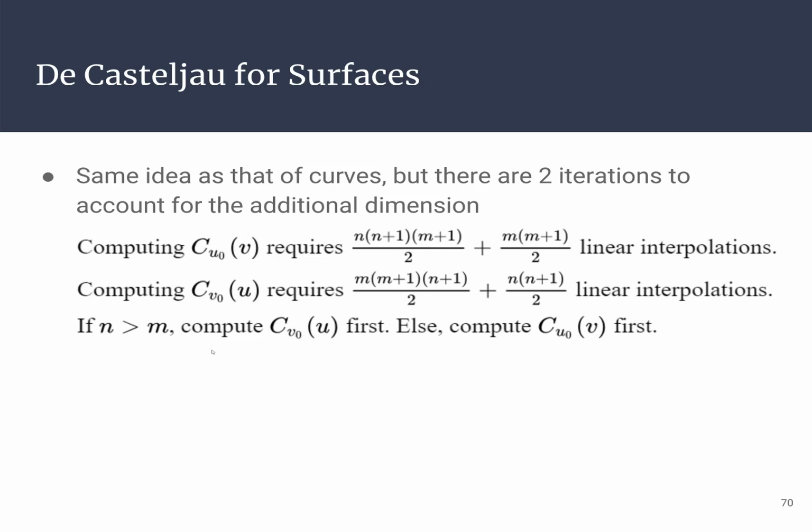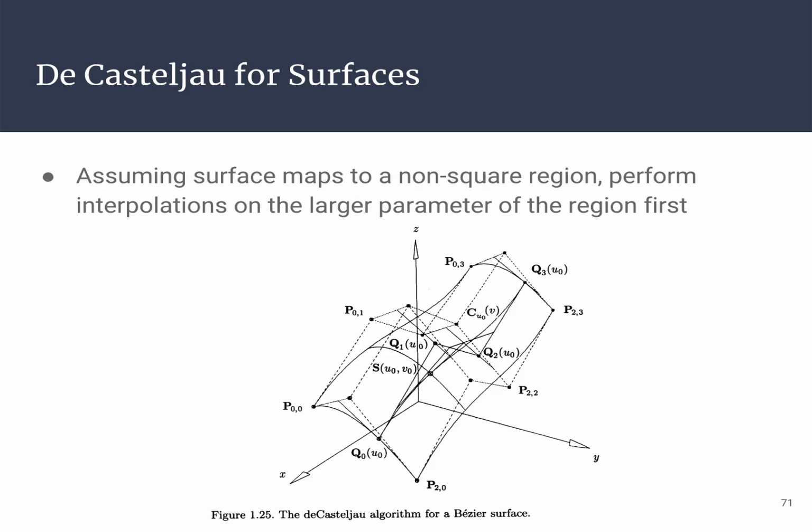If n is greater than m, we should compute c sub v naught of u first, otherwise compute c sub u naught of v first. Essentially, we want to take whichever variable is larger and perform that computation first. Here we can see an example. Assuming the surface maps to a non-square region, perform interpolations on the larger parameter of the region first. And here you can see how we have the control points and how those control points would allow us to generate this surface, how we would want to go along the longer direction first before the shorter one.